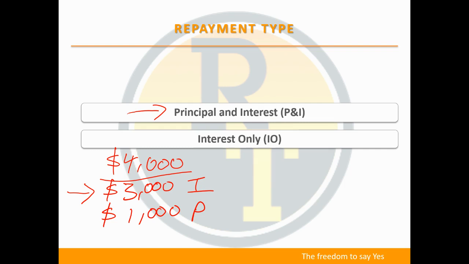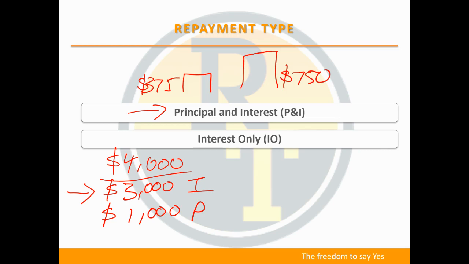Another important factor is how offset and redraw accounts impact a principal and interest loan compared to an interest only loan. Let's say, for example, you have a combined $375,000 sitting in redraw and offset, and you have a $750,000 loan.